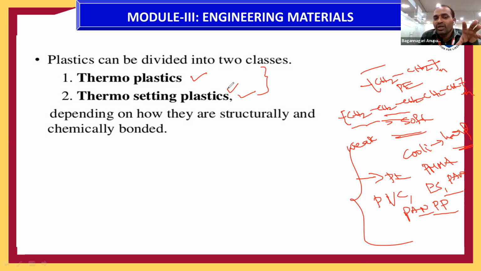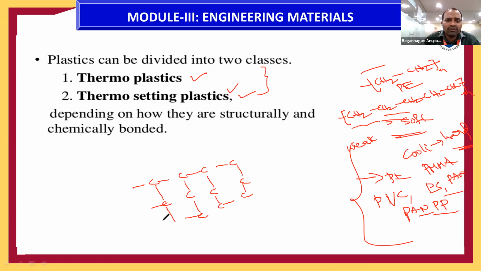Why? Because between the carbons, three-dimensional cross-links of carbons are present. That's why we can't break the carbon to carbon bonds. Suppose you see here, this is a long chain hydrocarbon in the thermoplastics, which is easily broken. But in thermosetting plastics, three-dimensional crosslinks are present. If you break this bond, there are still other bonds. Like this, three-dimensional crosslinks are present.